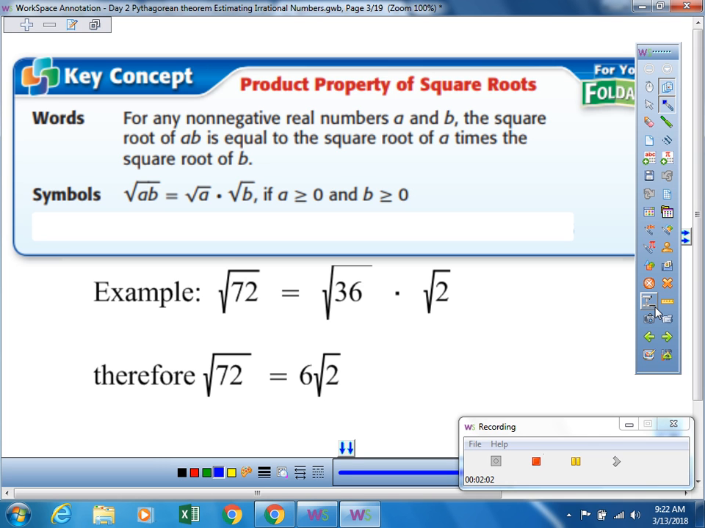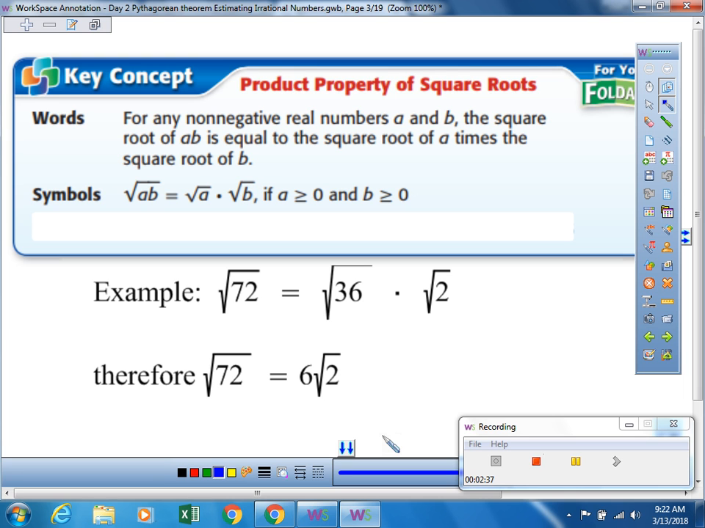Now, can I take the square root of 36? Yes, it is 6, so I bring it out. And then I cannot take the square root of 2 unless I estimate. I'm not going to estimate today, so I just leave it. So your answer would be 6 times square root of 2. Now, some of you see 72 and you don't think of 36 and 2. You might think of 9 times 8.